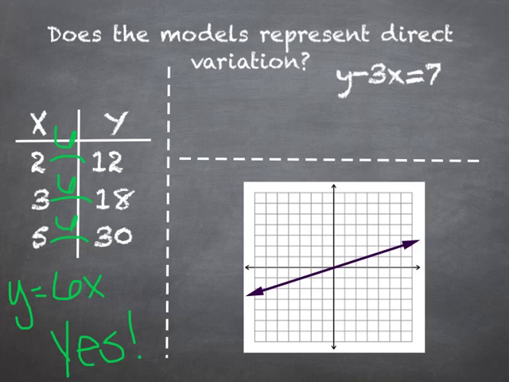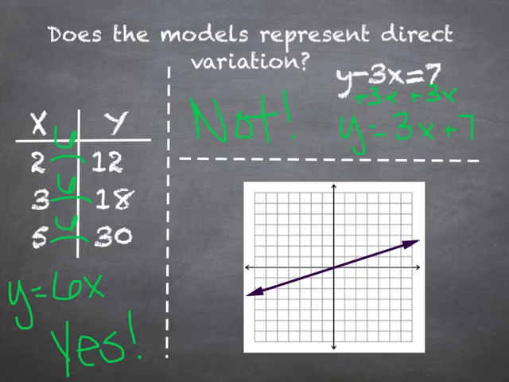Off to the top equation, is this direct variation? First we want to solve for y, get it to be a y equals equation. So we'll add 3x to each side, and we get y equals 3x plus 7. So even though this is an equation of the line, because we have that plus 7 there, it means it doesn't cross the y-axis at 0, so this one is not direct variation.